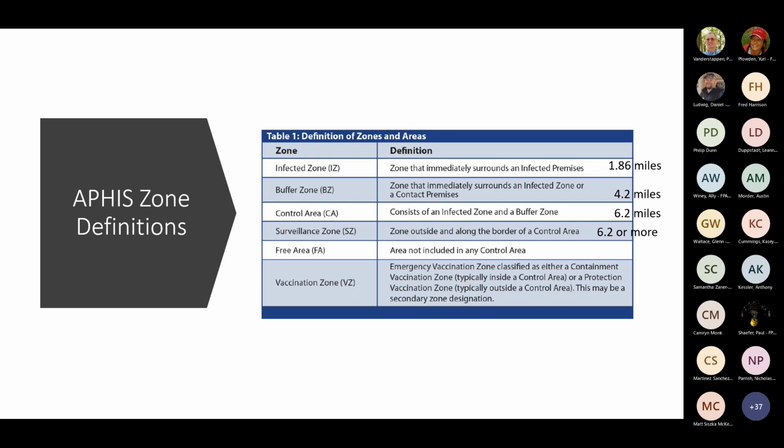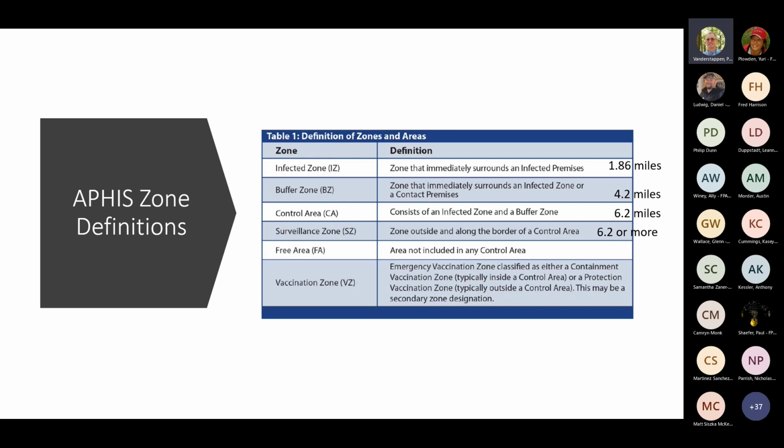The control area is 6.2 miles out. So the diameter of that circle is 12.4 miles. And then you look at the surveillance zone, it's at least 6.2 miles or more.